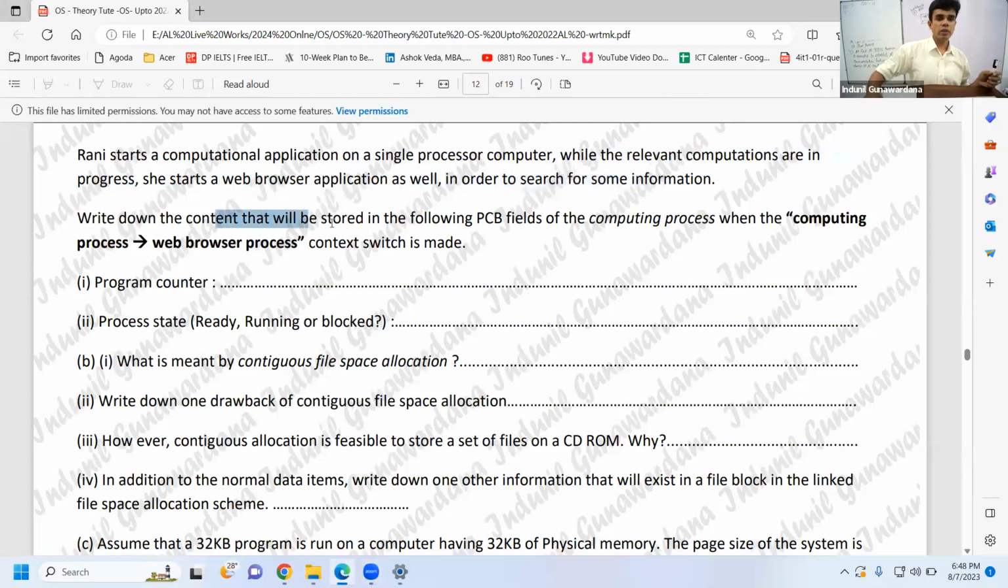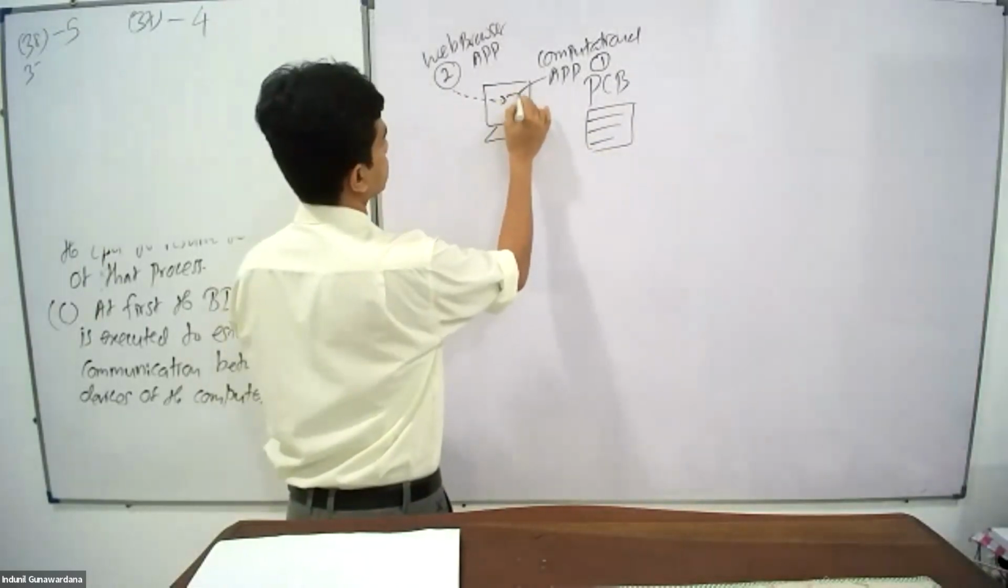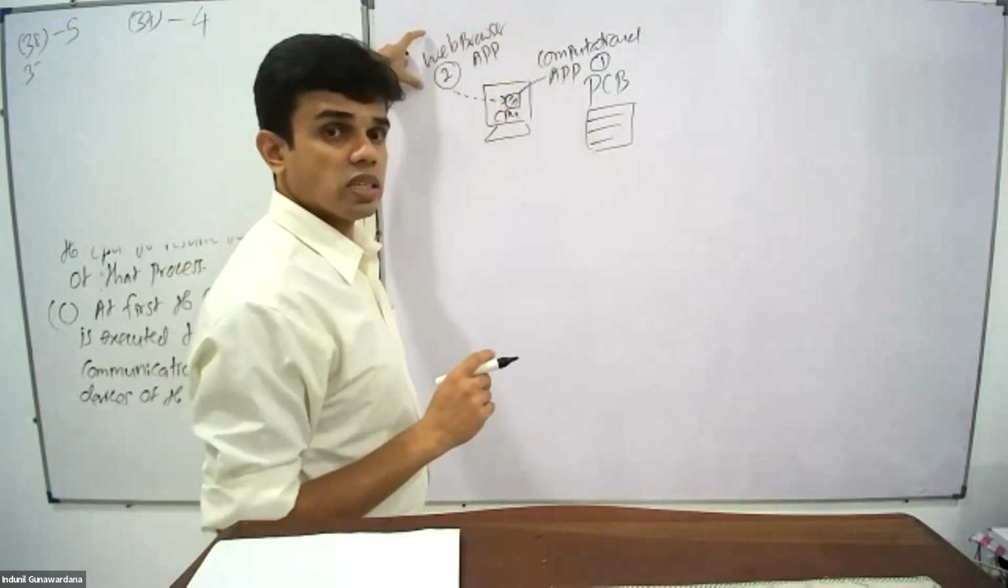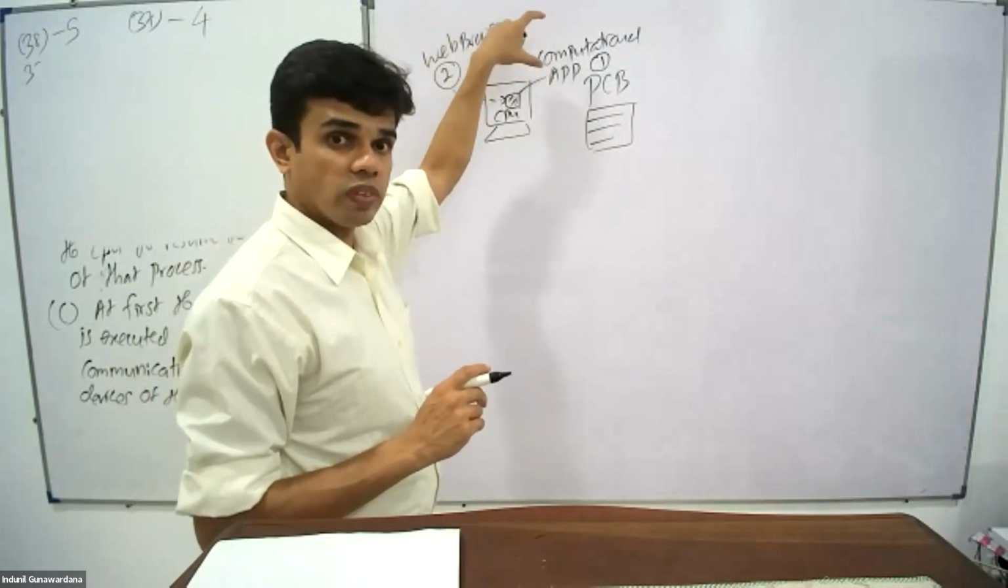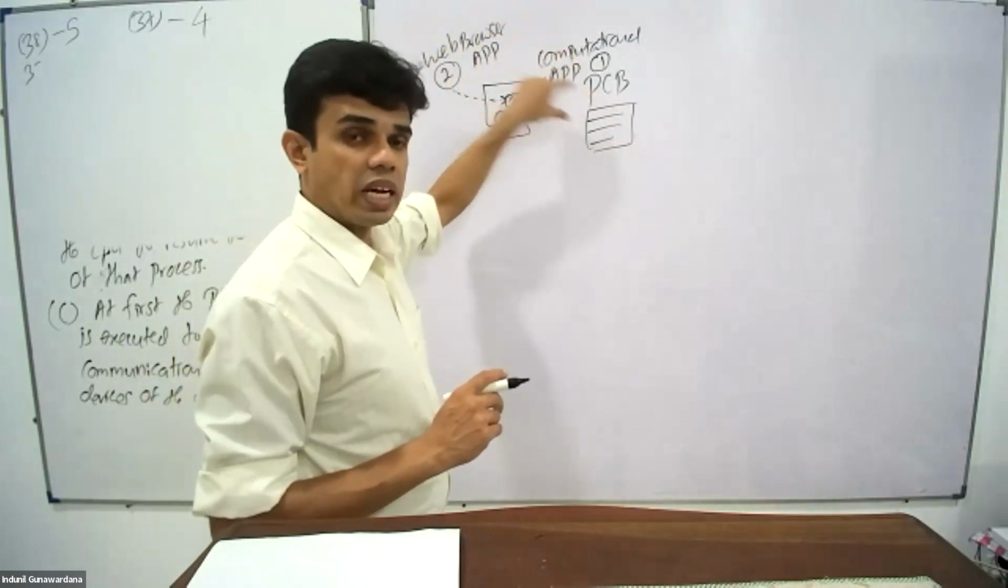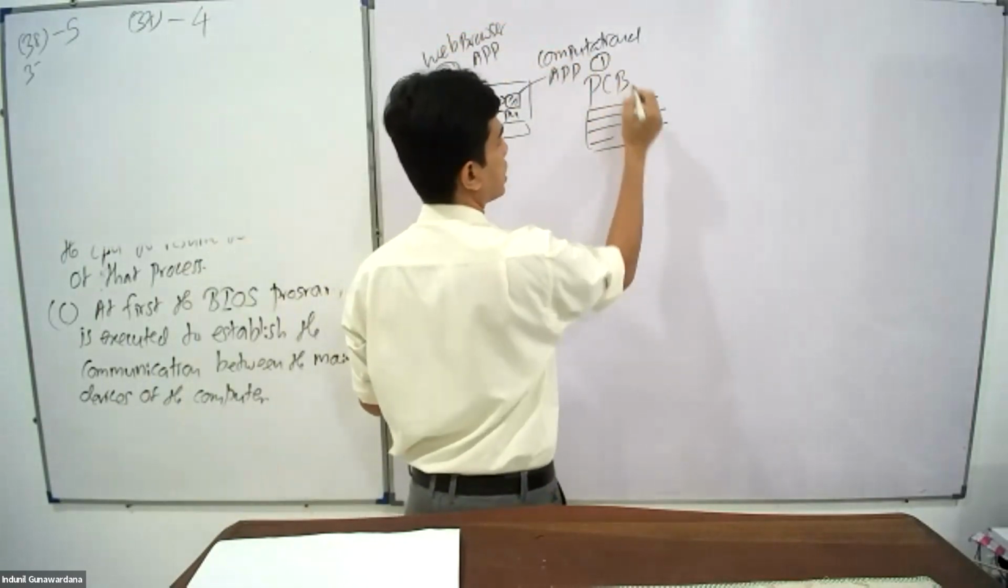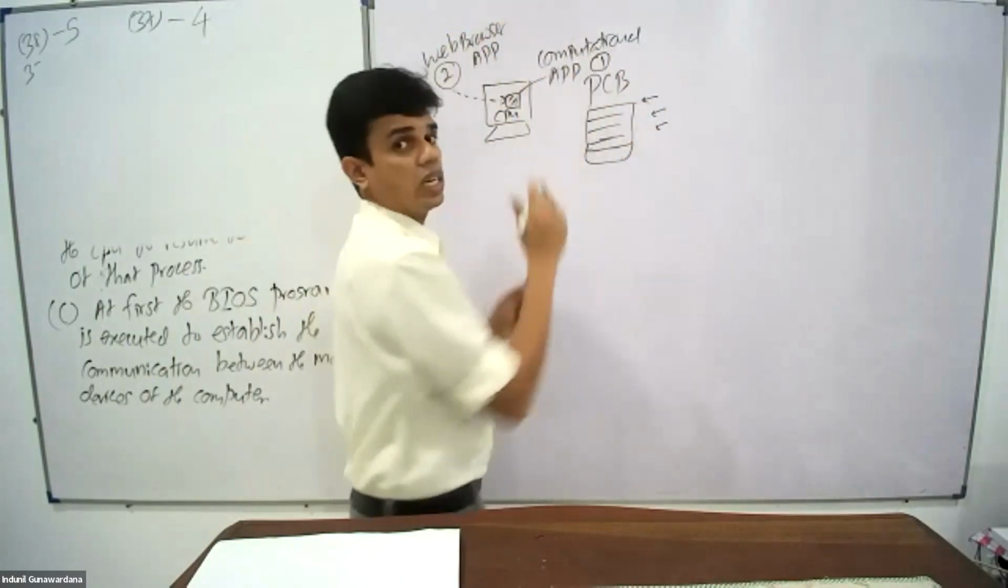Write down the content that will be stored in the following PCB fields of the computing process when the computing process turns into the web browser process under context switching. So we have only one CPU there. Earlier this computational application was running. Then this person starts the web browser. So the content of this computational application will be updated and the web browser is given the chance to continue. Then they ask, what are the fields of the PCB of the computational application when this transition takes place? Understood?